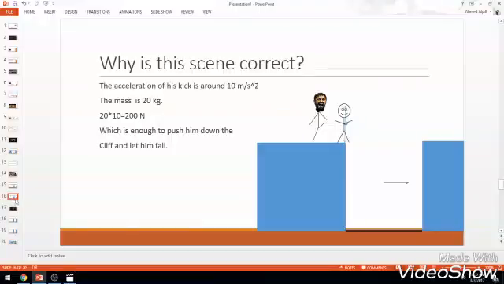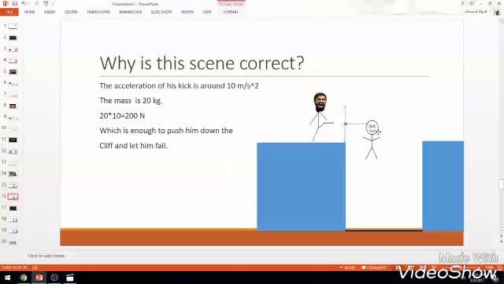Let's look. The acceleration of the kick is around 10 meters per second squared. The mass of the kick is around 20 kilograms because that's around the mass of his leg. So 20 times 10 is 200 Newton. That's the force of the kick. That's enough to push him down from the cliff.